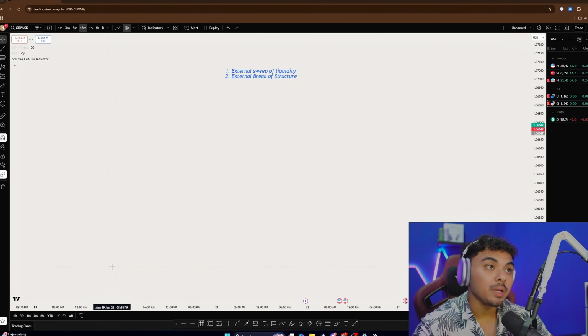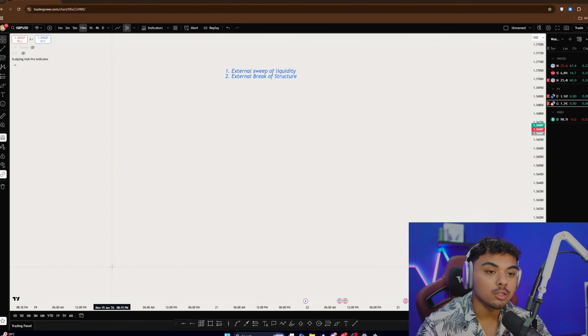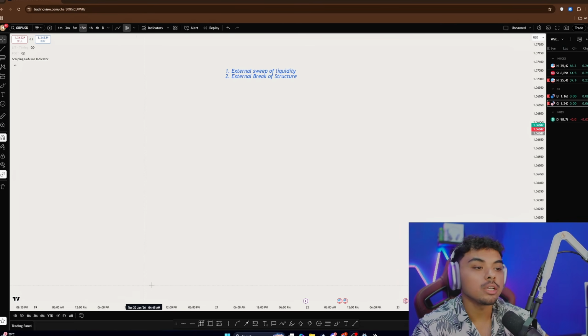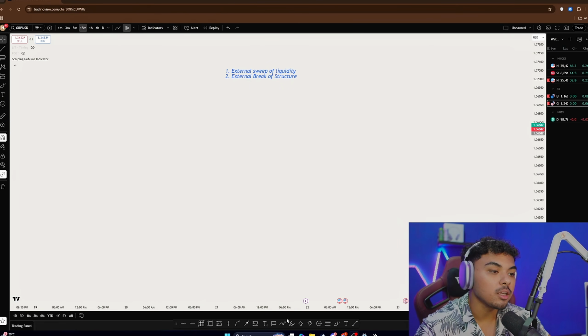And the first one is going to be an external sweep of liquidity. Now, here's the thing. If you still don't understand the difference between internal and external sweep of liquidity, I highly recommend checking out the previous video where we deep dive into the differences between external and internal structures or liquidity. Okay, so the first step is to identify the external sweep of liquidity. Once external sweep of liquidity happens, it should be followed by an external break of structure. Let me show you how it will look in a drawing, and then in a second, we're gonna go and look at the chart examples.